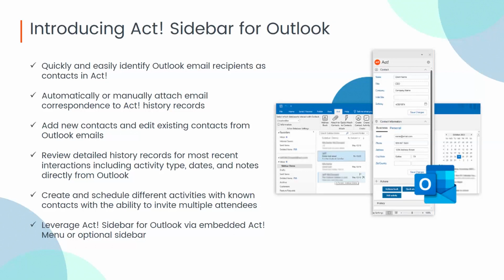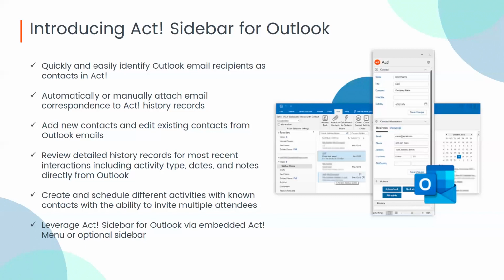I'm going to show you how to see contacts from Outlook as you're reading their emails. You'll see your ACT contacts and their information listed on the screen. You'll be able to continue to automatically or manually attach any emails as history records to your ACT contacts. As you're reading emails, maybe you get an email from somebody who's not yet in your ACT database or your ACT account. You can quickly and easily add them as new contacts in your ACT database from an Outlook email.